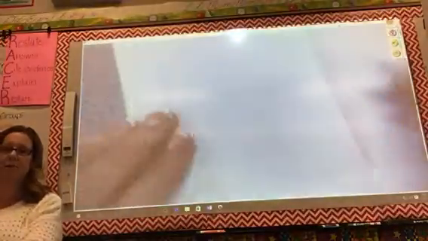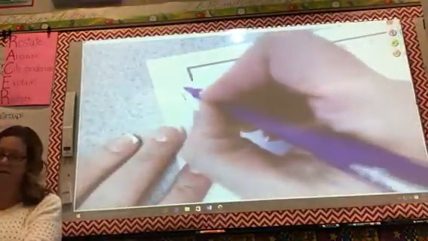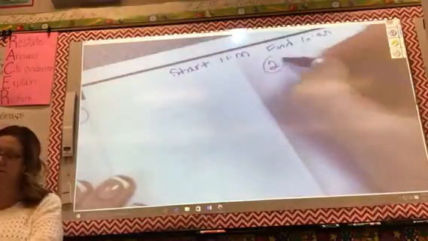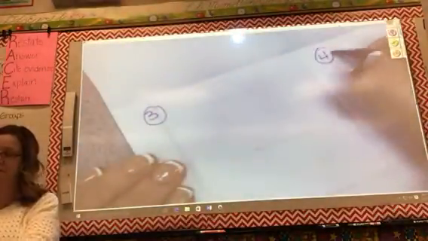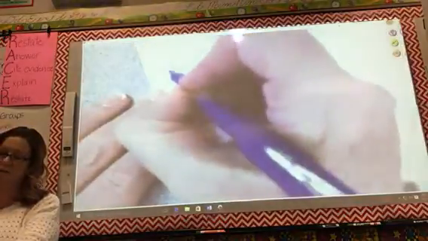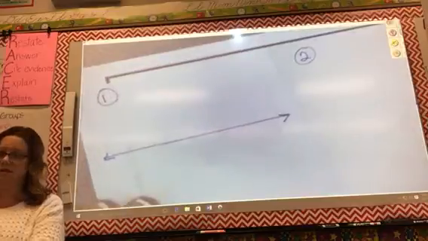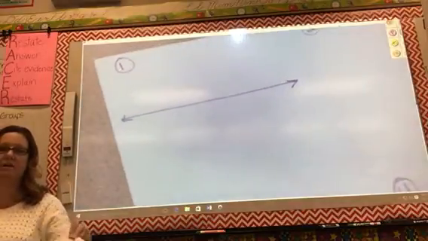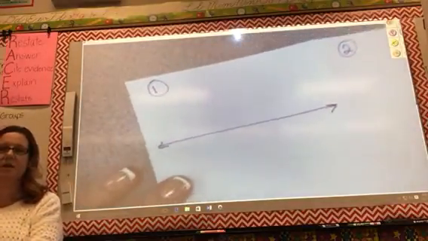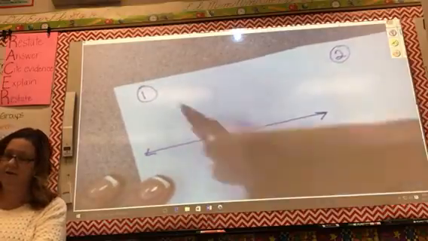Okay, let's number our boxes. Number 1, number 2, number 3, and number 4. And I want you to draw in box number 1 a number line, okay? Remember to pause it if you are not caught up to where I am, okay? All right, so I'm gonna have you try part of this one, okay?